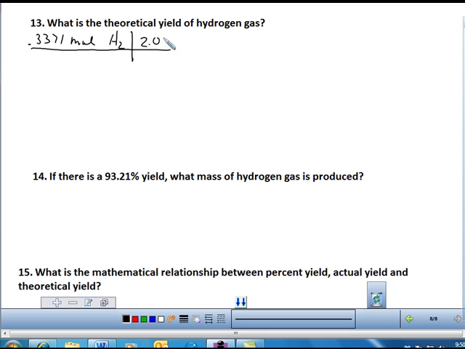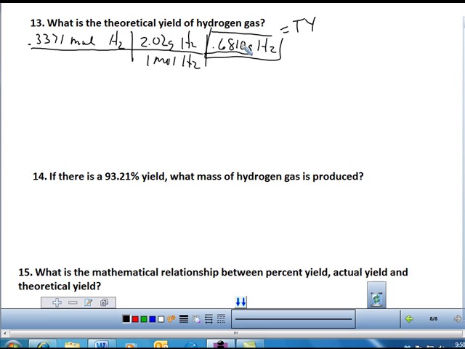And we have 2.02 grams of hydrogen per mole of hydrogen. And so that gives us what? 0.6810 grams of hydrogen. Okay? That is the theoretical yield. That is the theoretical yield.